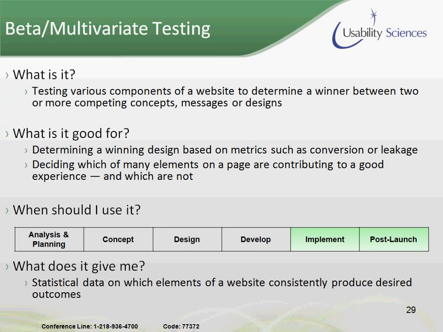And this brings us to beta, or multivariate testing. This is basically testing various components of a website to determine a winner between two or more competing concepts, messages, or designs. So what do I mean?